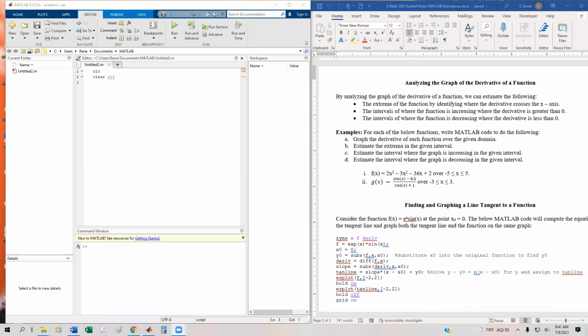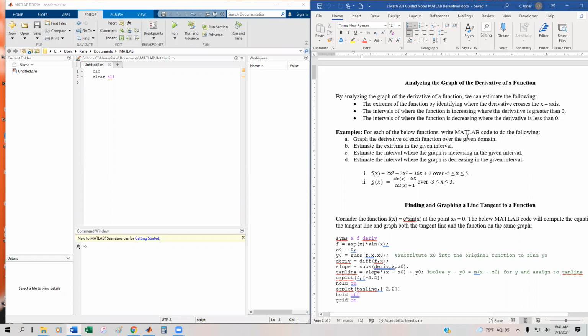In this video, we're going to take a look at how we can use MATLAB to start analyzing graphs of functions. Mainly, we're going to use MATLAB to identify the extrema of a function and the intervals of increase and decrease of a function. Essentially, we're just going to use MATLAB to find the derivative, plot the derivative, and then print out some statements based on what we analyze from the graph.